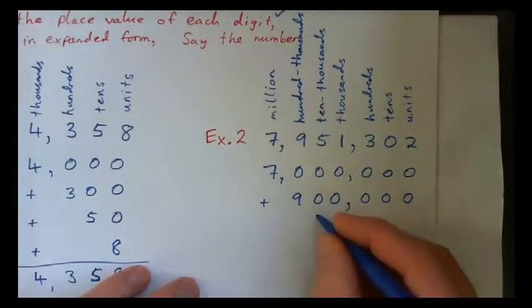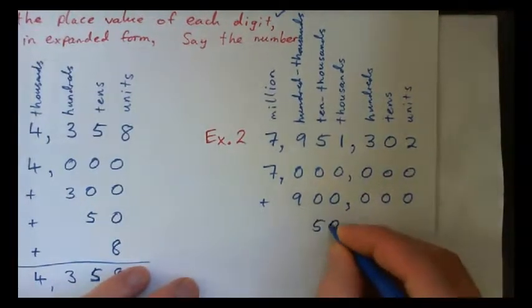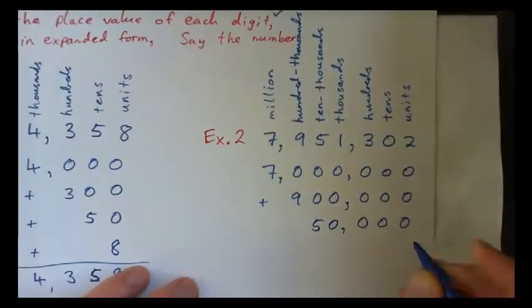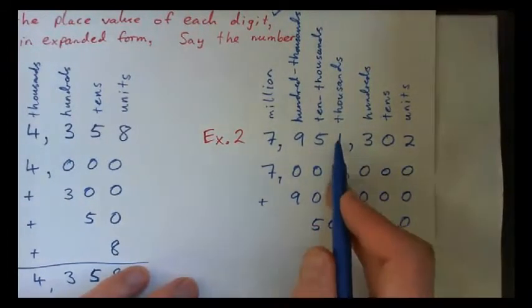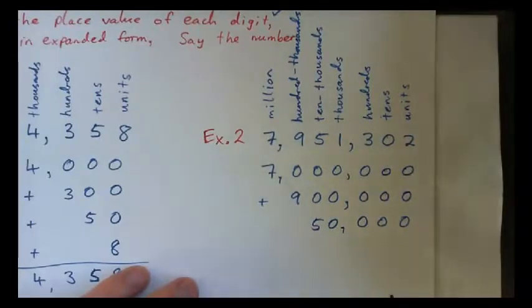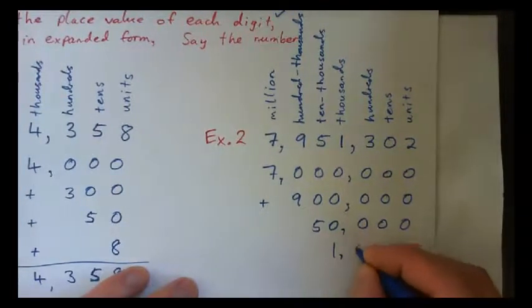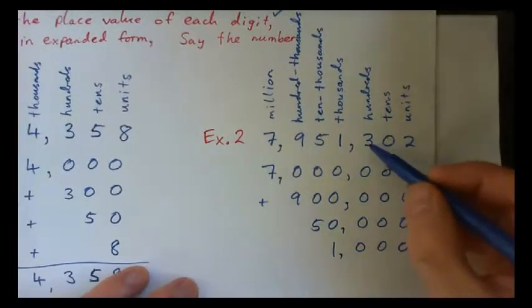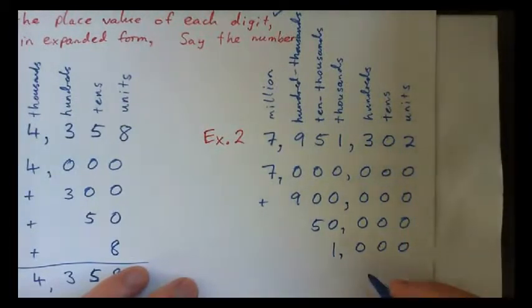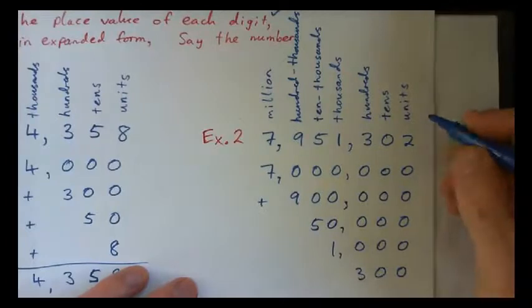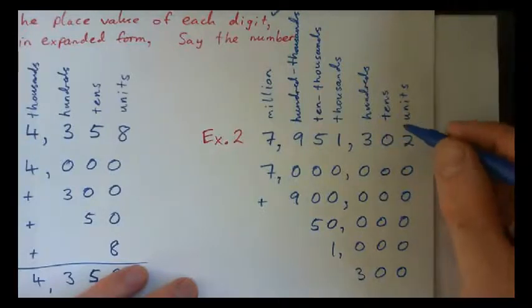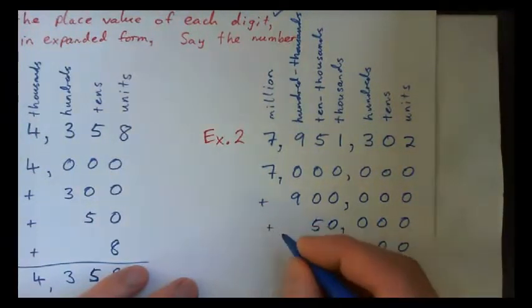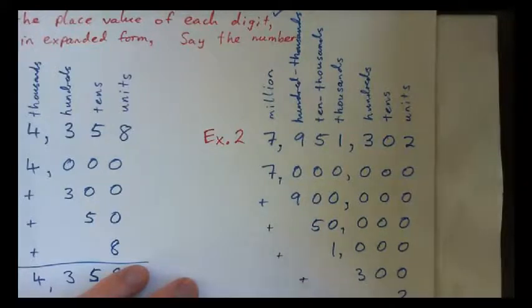So the 5 represents 10,000, so that would be 50,000, okay? So 7,900,000, 50,000, and what does the 1 represent? 1,000? Yep, 1,000. And the 3 represents 300. And 0 tens. How are you going to represent 0 tens? Just leave it out, right? And then we could just do 2 units down here. So we could just write it like that. Plus, plus, plus, plus. Right?